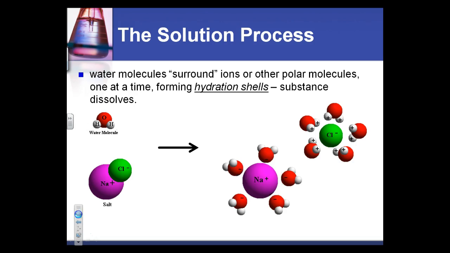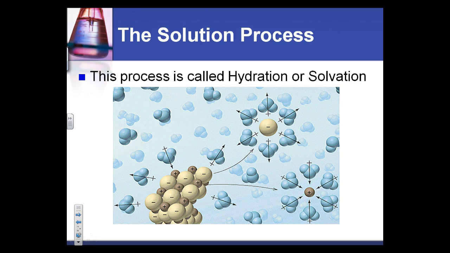I have a few more visuals here to help you along with that. So this process is called hydration or solvation. So you can see another model here. We have our positive and negative ions of some kind of ionic solid. And then we have our water molecules. Again, this is our oxygen right here, and it would be attracted to something that's positive. Here, this negative ion is attracted by the slight positives of the water molecule. And then here you can see the hydration shells where we have those ions separated.